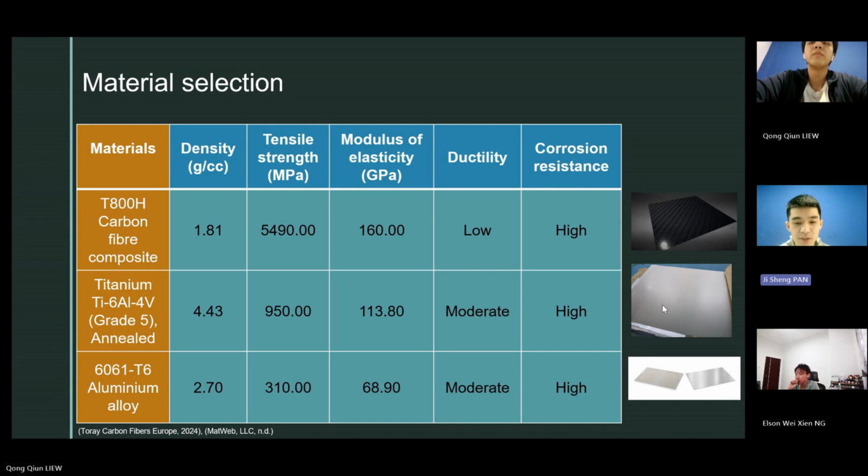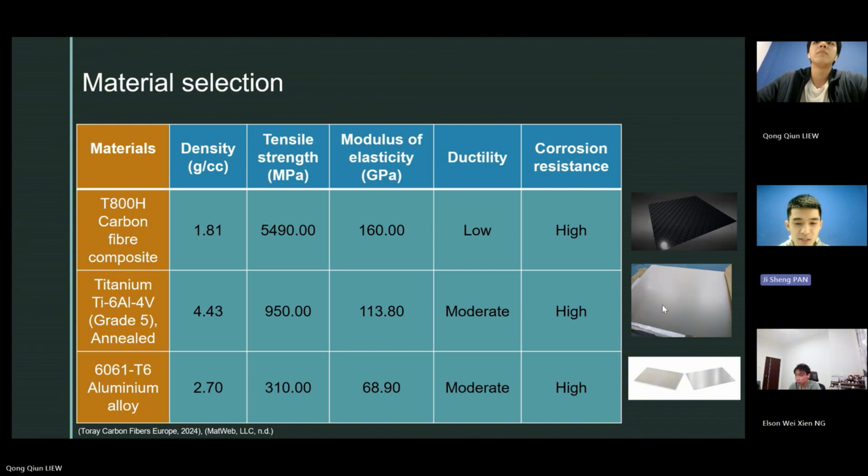In terms of corrosion resistance, titanium performs the best, followed by T800H carbon fiber composite, while aluminum has the weakest resistance among the 3. Though all still offer acceptable corrosion performance.